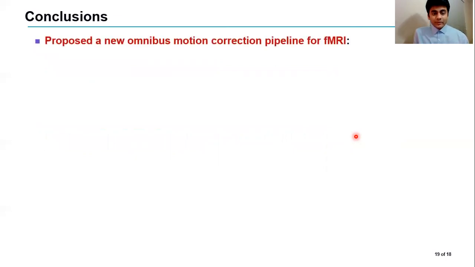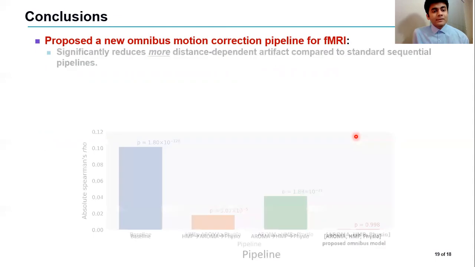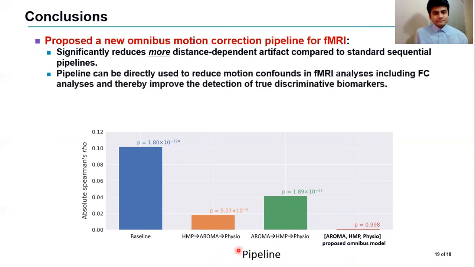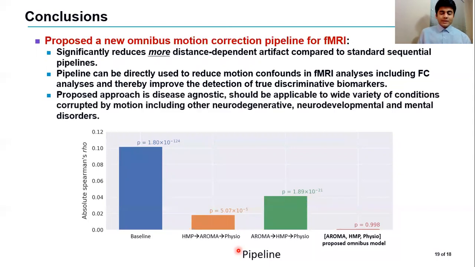In conclusion, we proposed a new omnibus motion correction pipeline, which was able to significantly reduce and, in fact, eliminate distance-dependent artifact compared to the other pipelines, which were not able to do this. This omnibus pipeline can be used to directly reduce motion confounds in fMRI analyses and could improve the detection of true discriminative biomarkers for future analyses. And this proposed approach is disease agnostic and should be applicable to a wide variety of conditions where data is corrupted by motion due to different disorders.